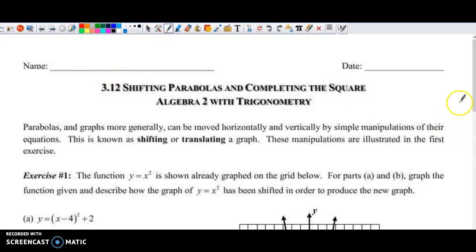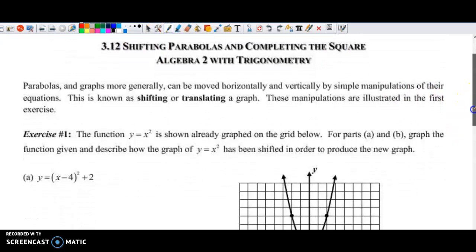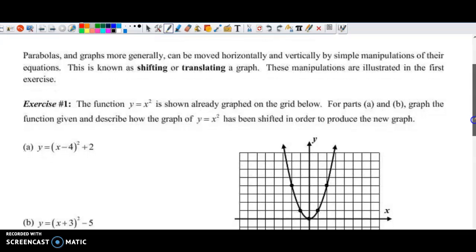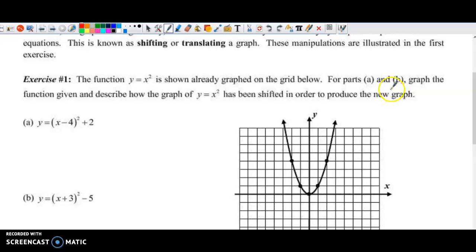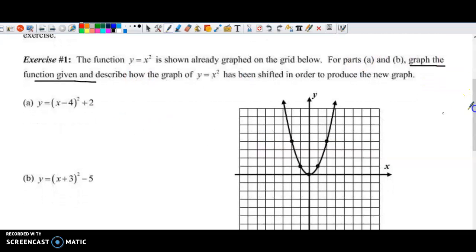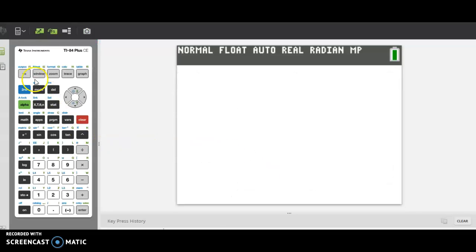We're moving on to section 12, where we will be completing the square and shifting parabolas. In a few of these problems, we can just use this graphing calculator and talk about how the graph is shifted. With this first one, they have y equals x squared already on the graph, so I'm just going to type that into my calculator, and then we have x minus 4 plus 2.